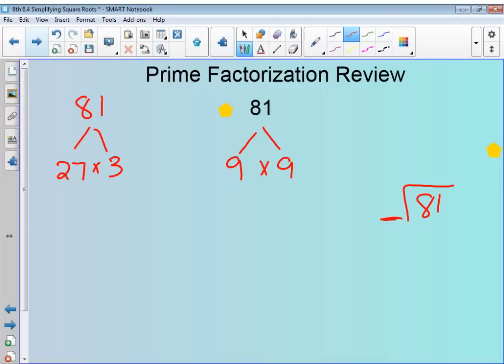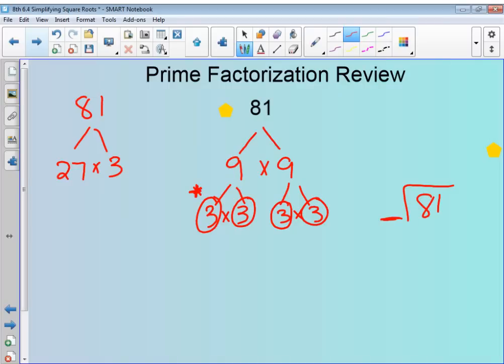So here, 9, I could still break down because 9 is the same as 3 times 3. Now, can I break 3 down any further? No. The only way I can get 3 is 3 times 1. So this is a prime number, and my prime factorization is finished on this one. I've got 3 to the power of 4 as the prime factorization of 81, or I could write it out as 3 times 3 times 3 times 3. We're going to be leaving it in this form for the activity that we're going to do next in this lesson.